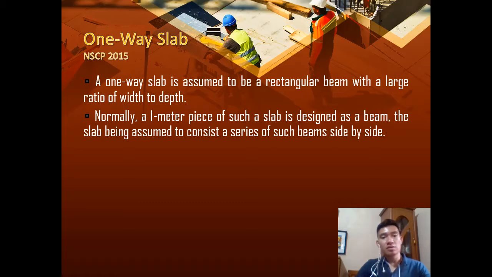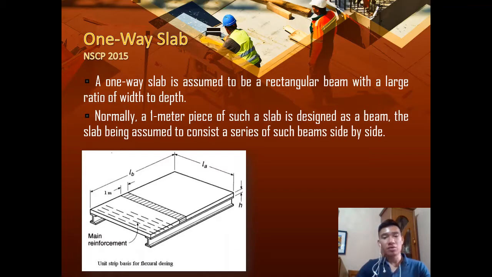Normally, if it is a rectangular beam, what about the width? Because the span is so long and wide, right? So, how about the width? Normally, a 1 meter piece of such slab is designed as a beam. So, this is usually the strip. This slab is assumed to consist of a series of such beams side by side.